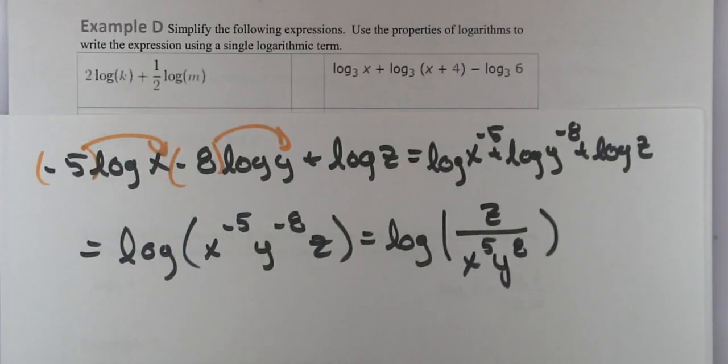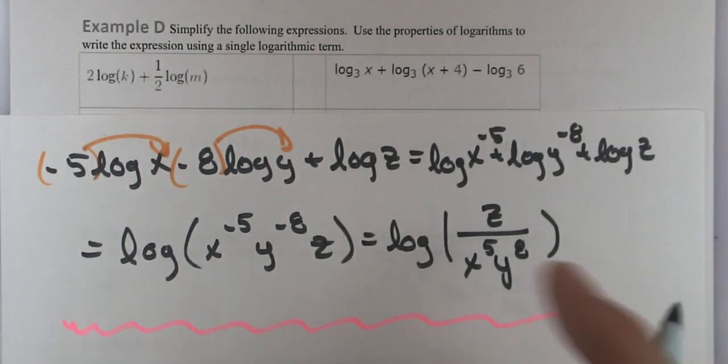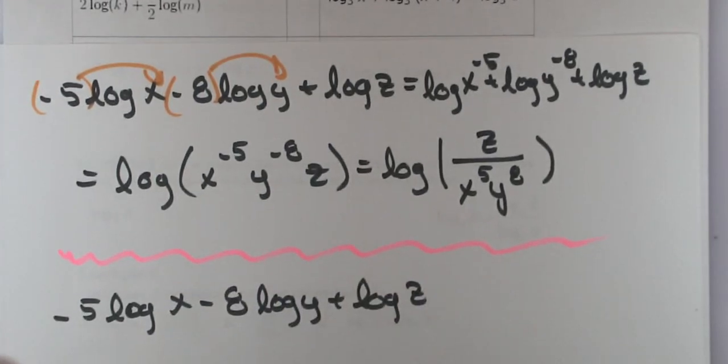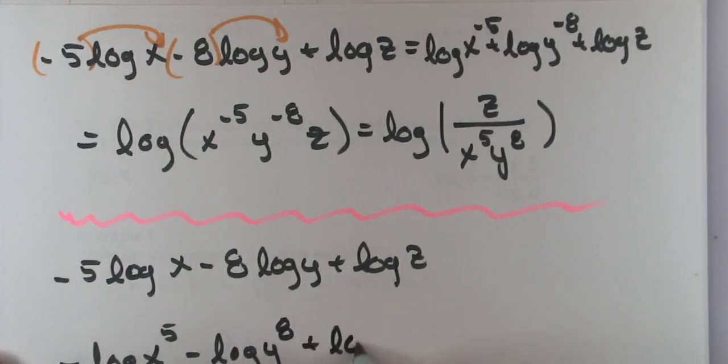Now, I think I see a little curiosity. It's like, well, what would this look like with the quotient rule? Well, okay, we can do it with the quotient rule. So let's revisit this, and then you tell me. Maybe I'm deluding myself thinking that I got a better method. So -5 log of x minus 8 log of y plus log of z. If I wanted to do this with the quotient rule, I would just take out the 5, so it's minus log of x to the 5th minus log of y to the 8th plus log of z.